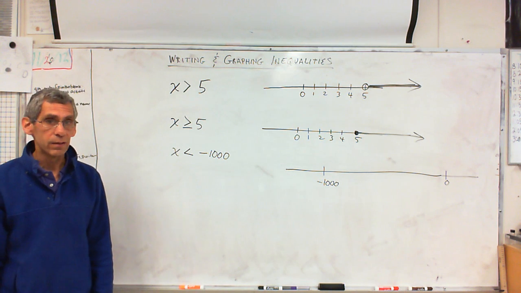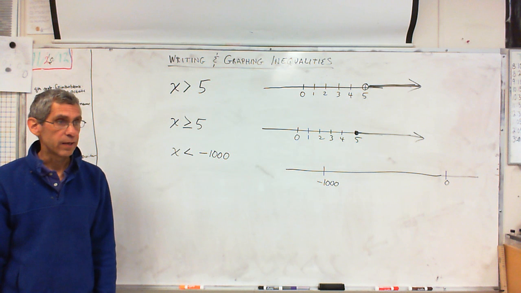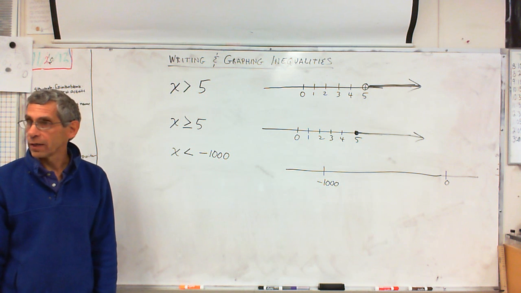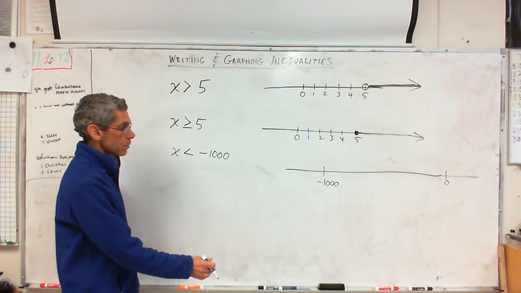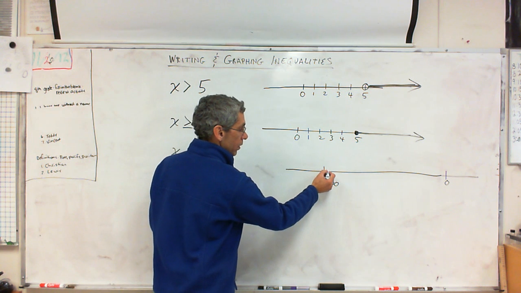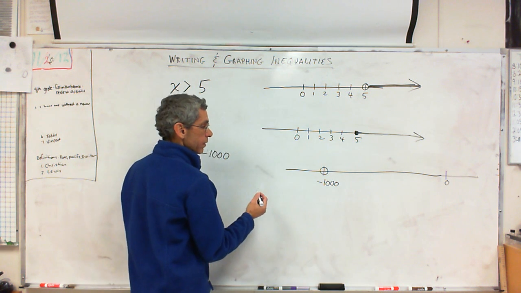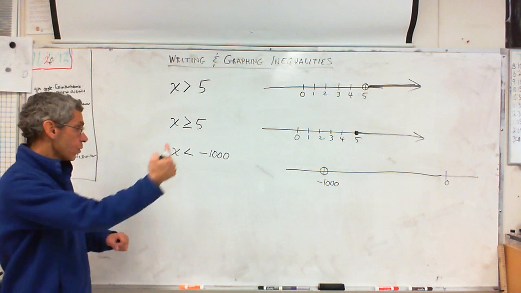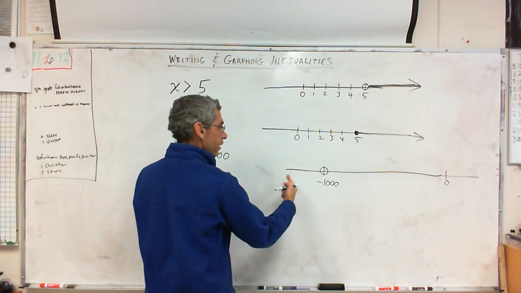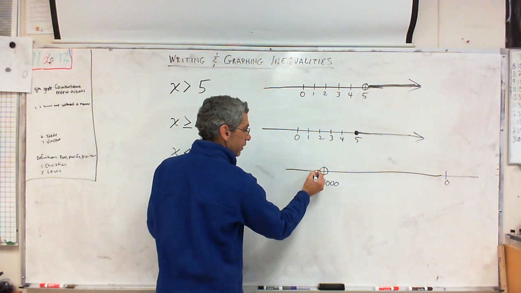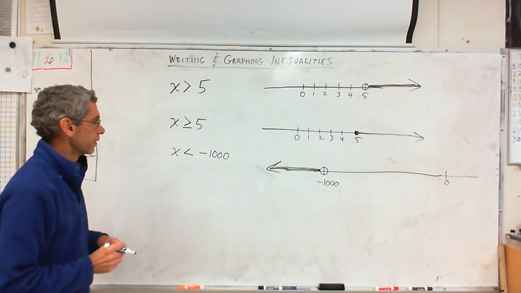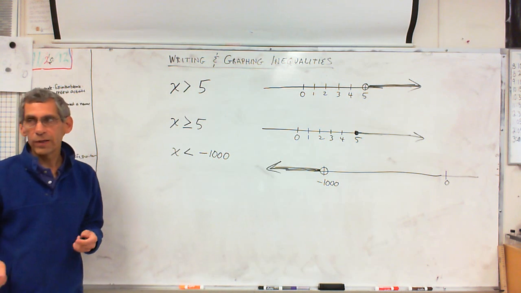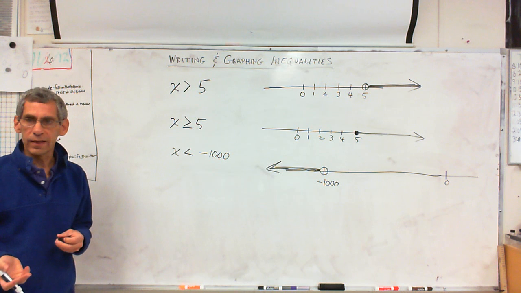So how would I do that? Somebody raise your hand. Tess. You would put an open circle like that, right? And then make an arrow going that way, because it's going to be whatever is less than negative 1,000. So we're going to go this way. Great. Awesome. So it's pretty straightforward. You guys understand it?